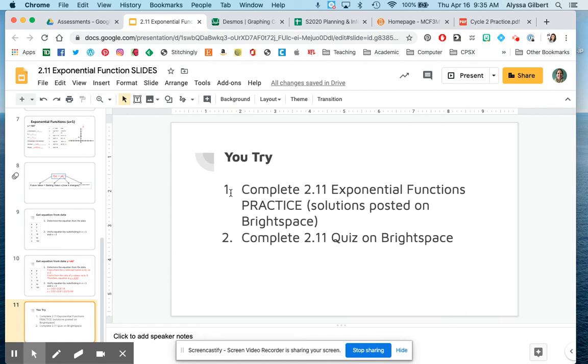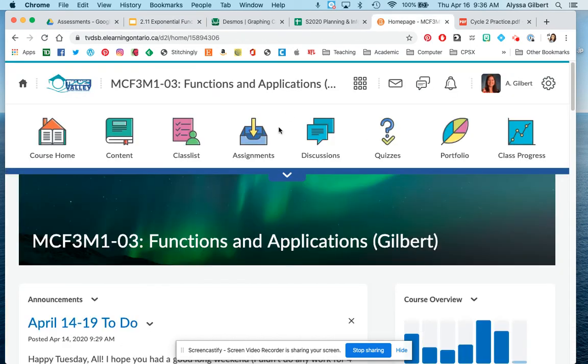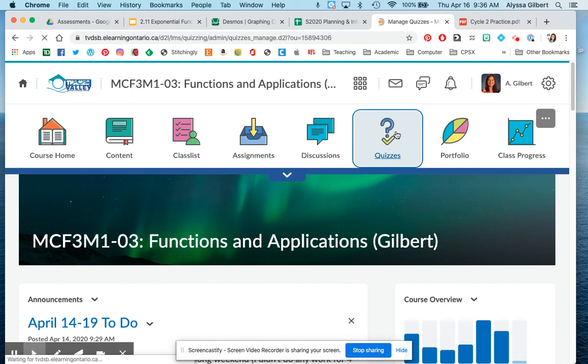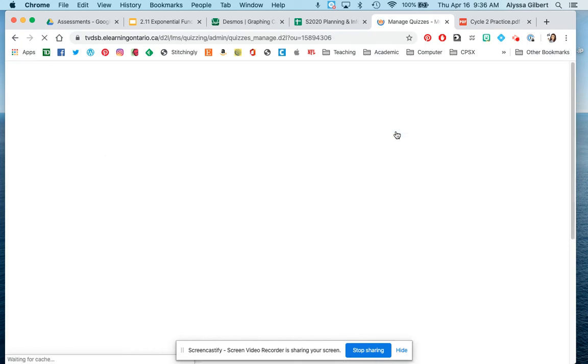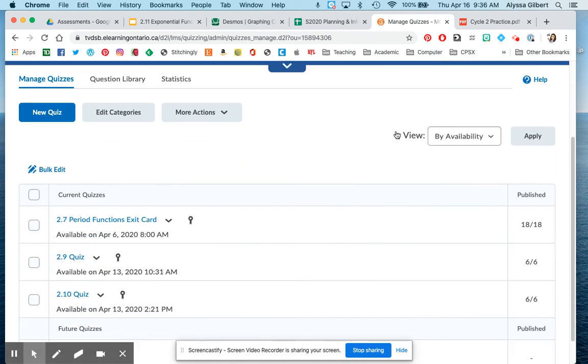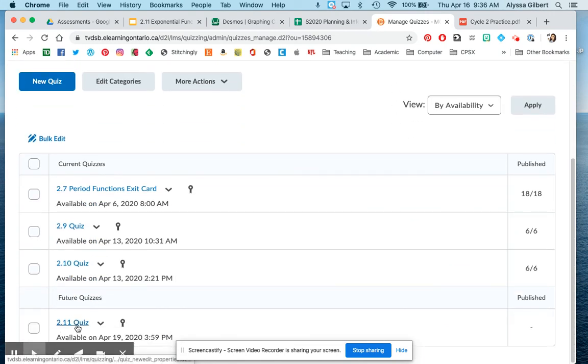So you try. I'm going to post some practice questions. It's going to be called 2.11 Exponential Functions Practice. I will post my solutions to that so you can check your solutions. And then once you feel comfortable with that, you can complete the 2.11 quiz on Brightspace. So if you go to homepage in Brightspace and you go to quizzes, and I'll post this as well. But if you go to quizzes, you'll scroll down to 2.11 quiz. And I think there's 4 questions or something like that.